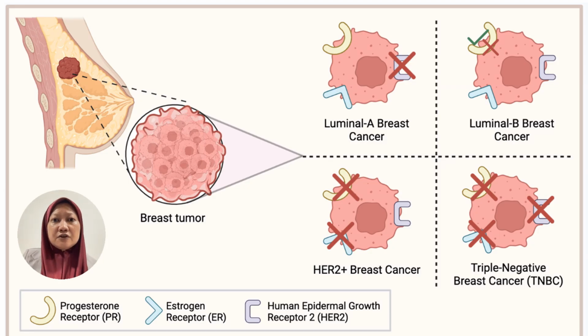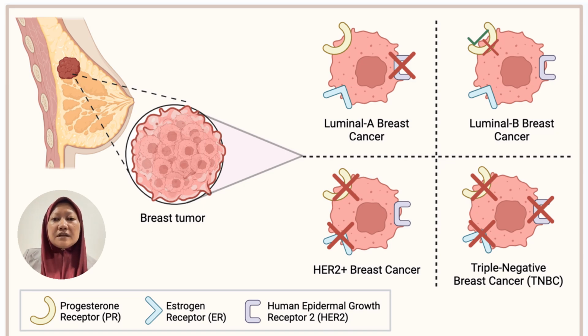As you can see here from the diagram, breast cancer subtypes are classified based on the presence or absence of three key receptors. What are they? Estrogen receptor, progesterone receptor, and last but not least, the HER2 receptor. These receptors play a significant role in determining the behavior of the cancer and its response to treatment.